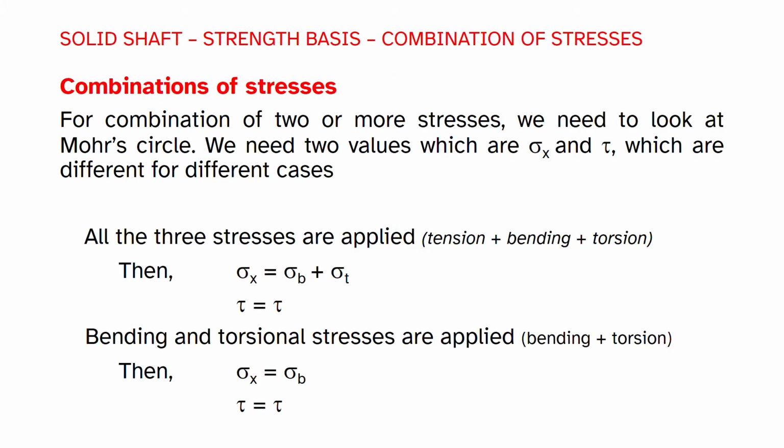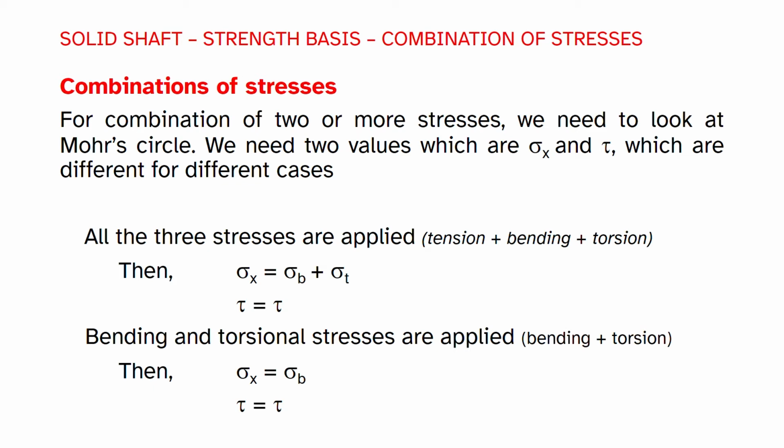Now, we have a combination of stresses applied on the shaft. For a combination of 2 or more stresses, we need to look at Mohr's circle. And for that, we need 2 values, which are sigma x and tau. These values for different cases are as follows.